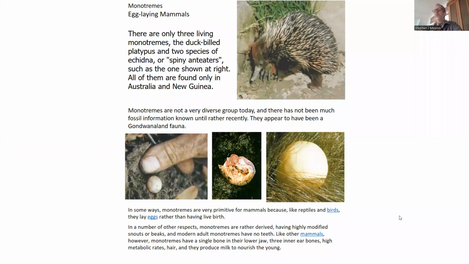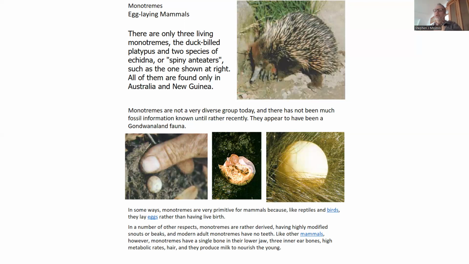Let's talk a little bit about the monotremes. Not many people know much about these things. You may have heard of the echidna, or the spiny anteater. Here lives in Australia, for instance, and in parts of Papua New Guinea. The duck-billed platypus. They're not very diverse. There's hardly any fossil record of these things. They appear to have been Gondwana land flora, so the southern great continent of Pangaea, which sort of broke apart into two big pieces.